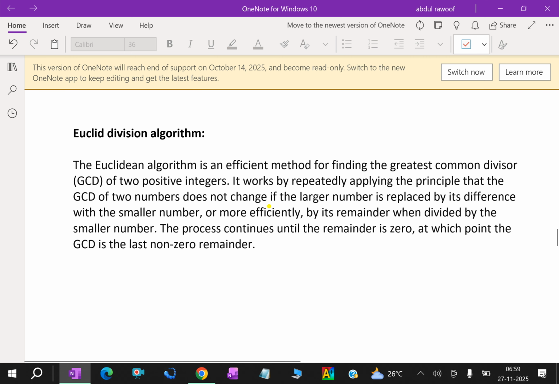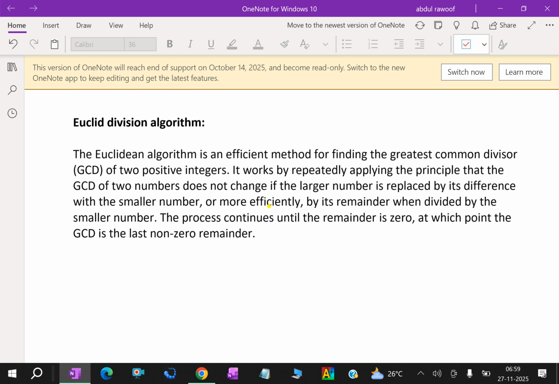Next is Euclid's division algorithm. The Euclidean algorithm is an efficient method for finding the greatest common divisor, GCD, of two positive integers. It works by repeatedly applying the principle that the GCD of two numbers does not change if the larger number is replaced by its difference with the smaller number, or more efficiently by its remainder when divided by the smaller number. The process continues until the remainder is 0, at which point the GCD is the last non-zero remainder.